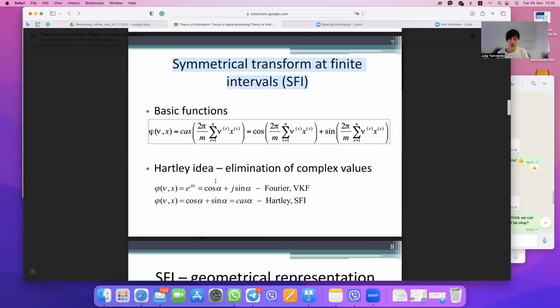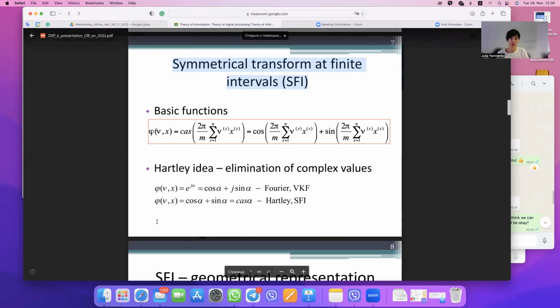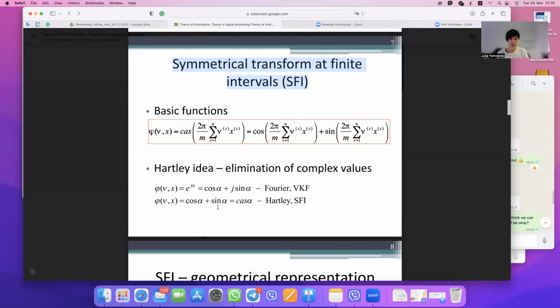Here we can use it. So the Hartley idea gives us elimination of complex values, like it was in Fourier or Vilenkin-Christensen. In both of these methods, there is the complex character of the basic function. And the common feature for Hartley and SFI, symmetrical transform at finite interval, is that there are no complex values.